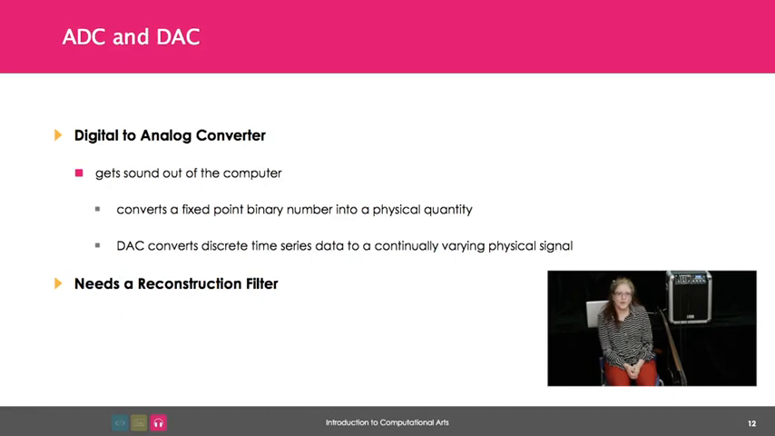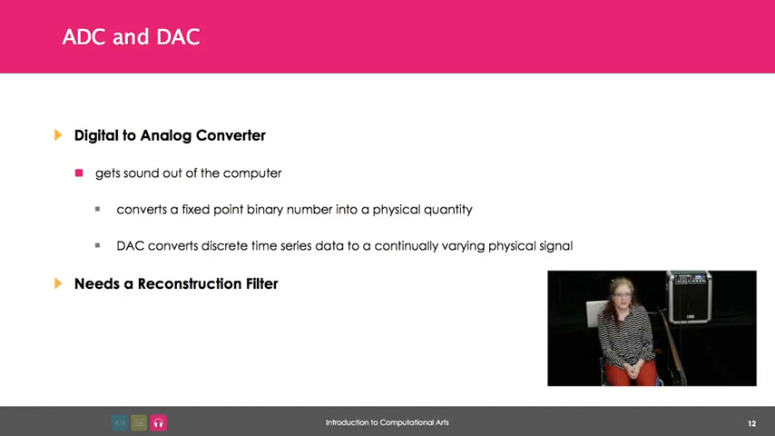So, we use an analog to digital converter to get sound into a computer, and to get sound out of a computer, we need a DAC, or digital to analog converter, which converts a fixed-point binary number into a physical quantity, such as voltage. Another way to say this is that the DAC is used to convert discrete time series data to a continually varying physical signal.